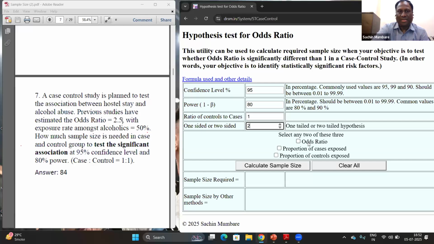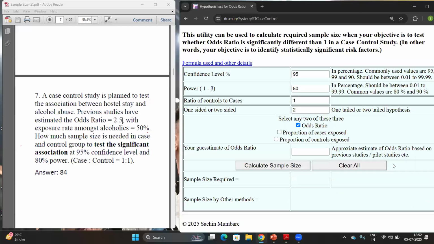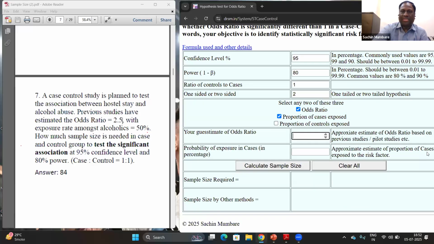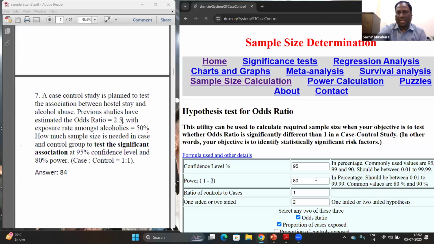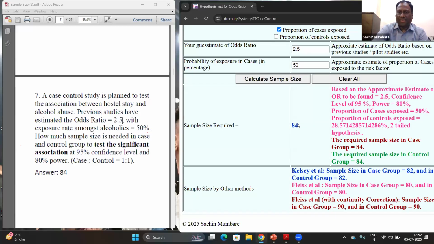What is given here in this example? The odds ratio for the unexposed and the proportion of cases are given. So how much is the guesstimate of odds ratio? 2.5. How much is the probability of exposure in cases? 50%. Enter 50 in percentage, and calculate sample size. It is 84.